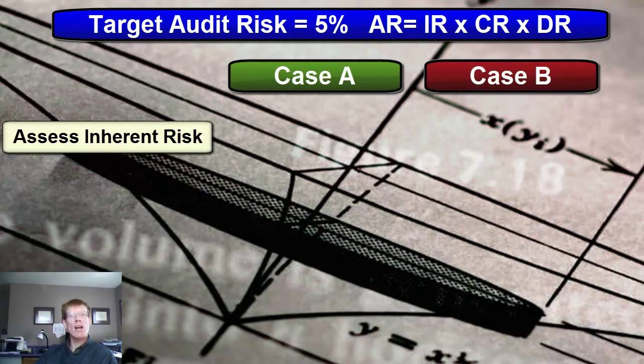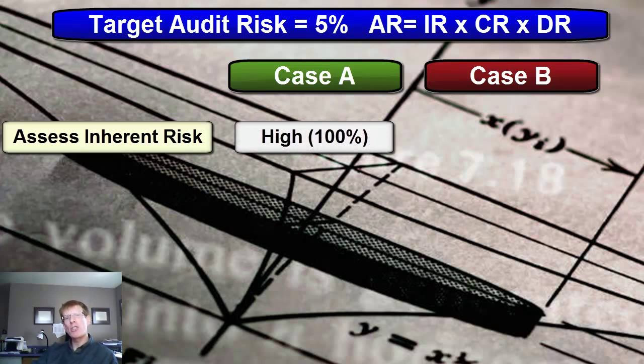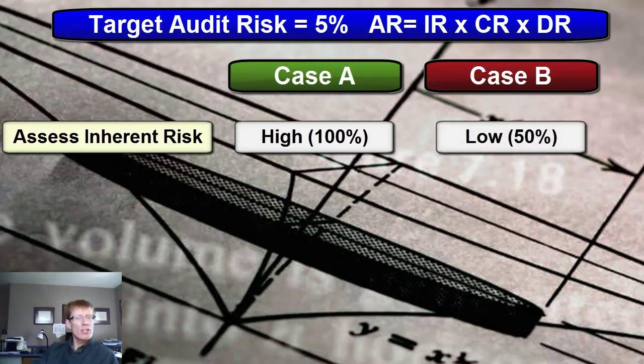Inherent risk is one of those elements we assess through our conversations with management and our knowledge of the client's business. Think of a high-risk assessment as a high percentage. Say 100% chance that a material misstatement could occur. A low-risk assessment might be, say, 50%. Or said another way, a 50% chance that the material misstatement might occur. We plug this percentage into the model and move on to the next element.